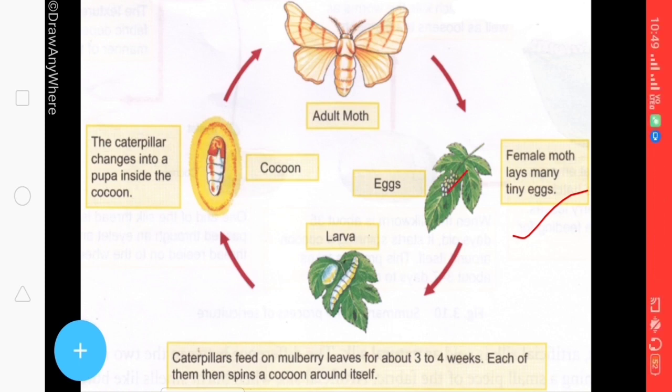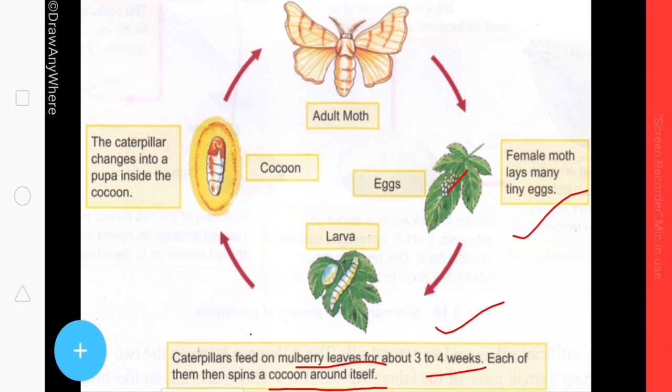And then again caterpillars feed on mulberry leaves for about 3 to 4 weeks. Each of them spins a cocoon around itself, okay. They will form a cocoon. Cocoon means they are secreting what? Fibers which are made up of protein, okay. So caterpillars cover themselves with a cocoon.